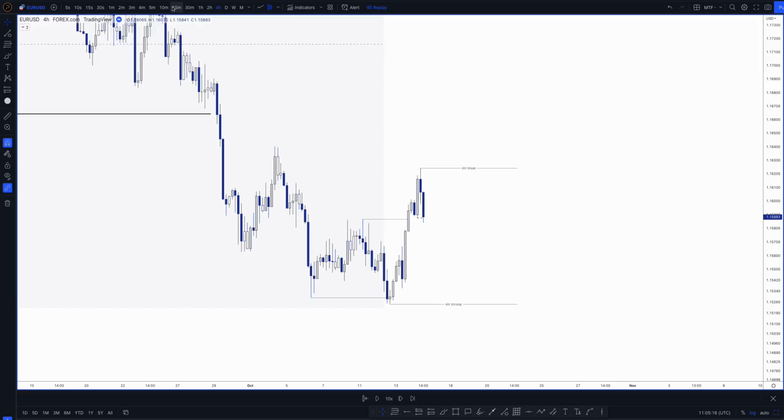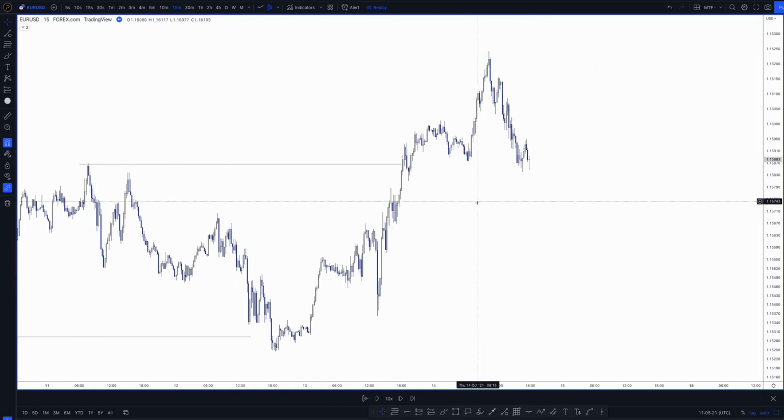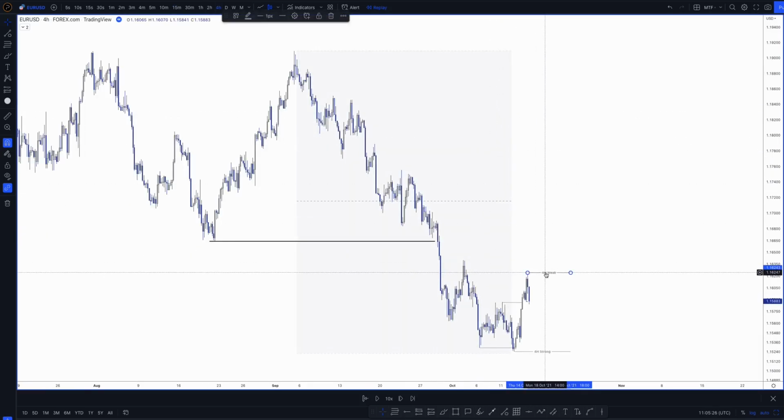And then let's just jump down to the M15. Okay, so that's annoying, that hasn't loaded. I'm just going to quickly go back a sec just to make this appear on the minutes.